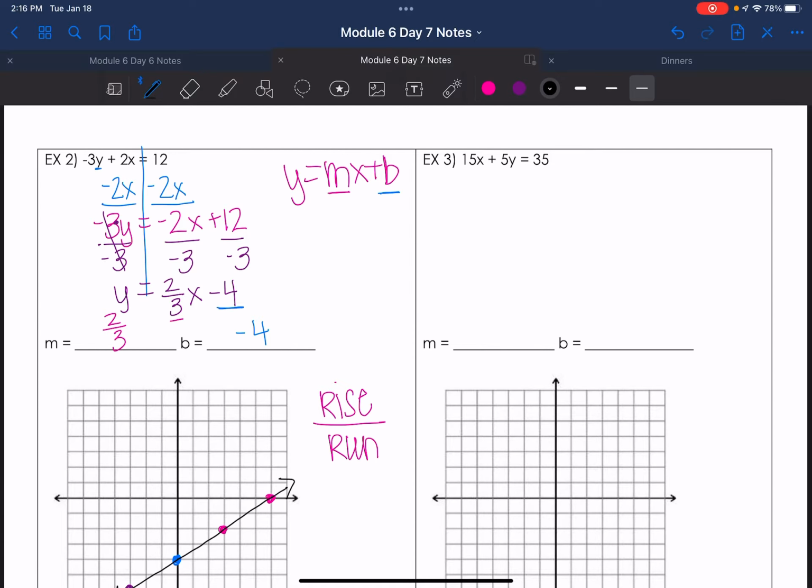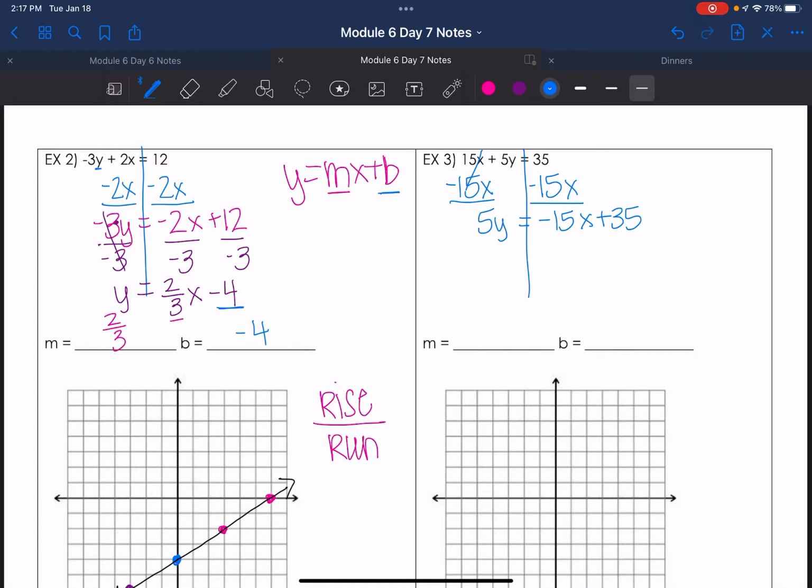Again, we need to be able to get y by itself. Right now we have 15x plus 5y equals 35. So I need to be able to move that 15x over to the other side. Because it's a positive 15x, that means that I need to subtract 15x. Remember, we are using inverse operations. So when I subtract 15x from both sides, I am left with 5y equals -15x plus 35.